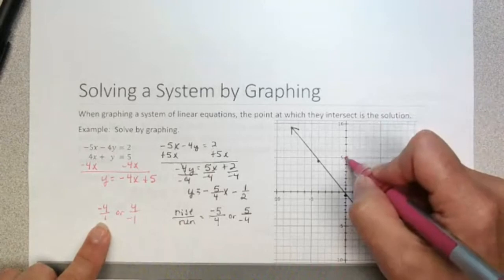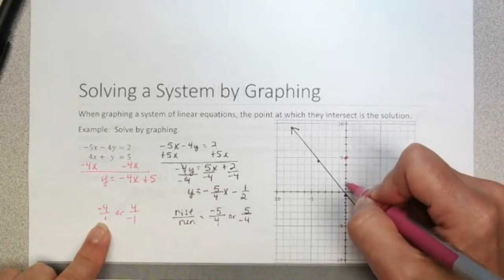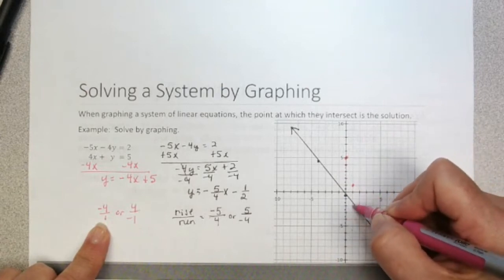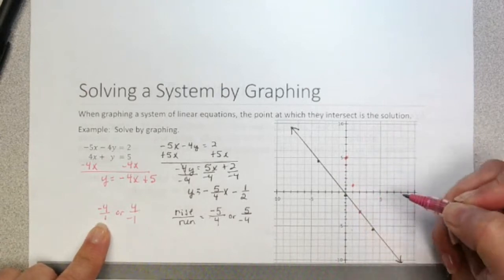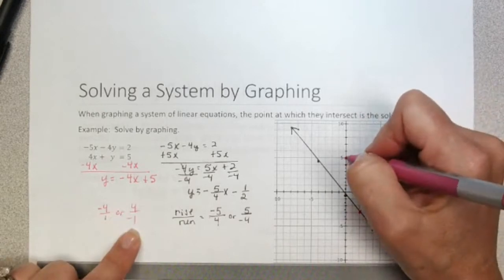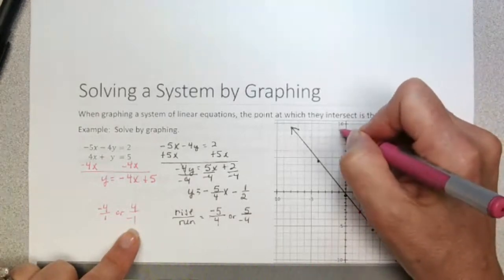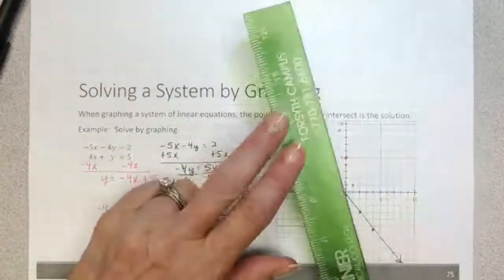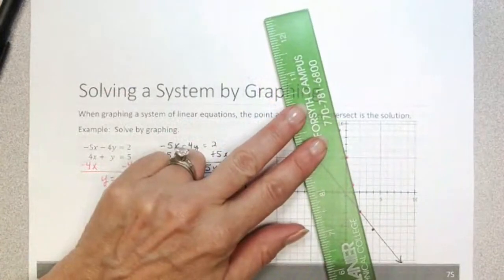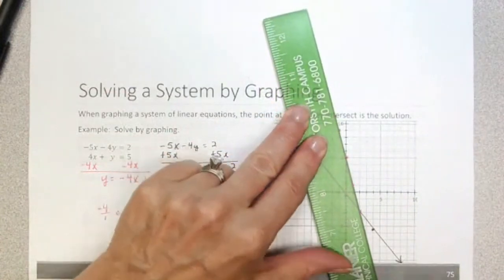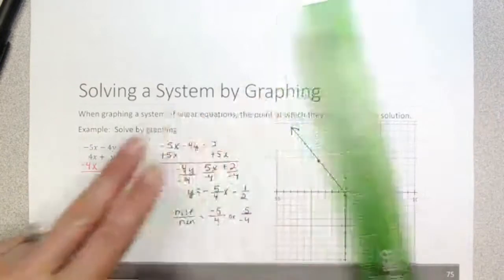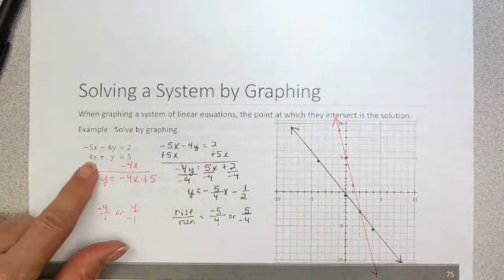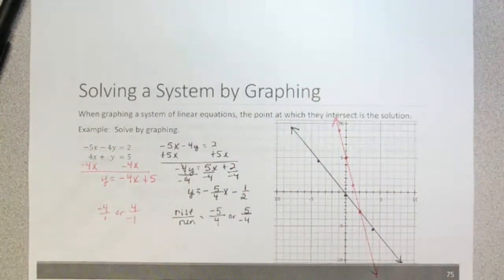All right, let's count that out. Let's do negative 4 over 1 first. Down 4, 1, 2, 3, 4, to the right 1. Maybe I'll do it again. Down 4, 1, 2, 3, 4, to the right 1. I could also use the 4 over negative 1, so let's go up 4, 1, 2, 3, 4, to the left 1. That's probably enough points. Let's connect those points with a line now. And there's our second line, 4x plus y equals 5.